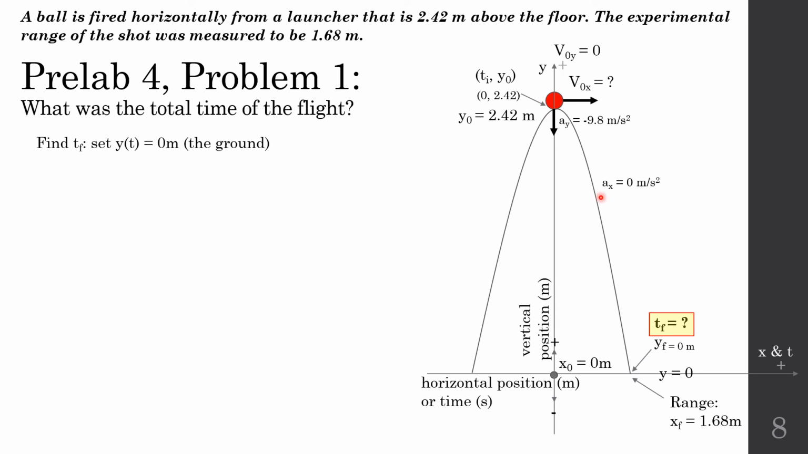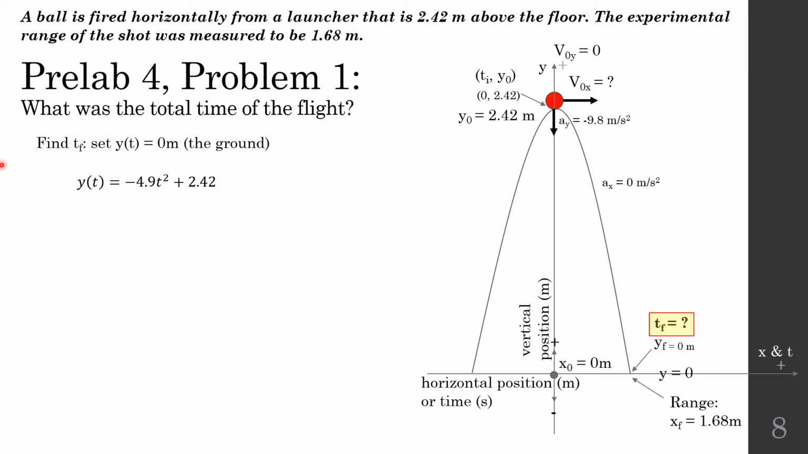Then in the X direction, we have no acceleration. How do I know that? Well, the problem didn't tell me there was an acceleration in the X direction. It would have to tell me, okay? If you don't see that there's an acceleration in the X direction, then there isn't one. It's 0. And then last but not least, they told us what their experimental range was, so X final is equal to 1.68 meters. Now that's about it for the drawing. So let's get started on the problem.